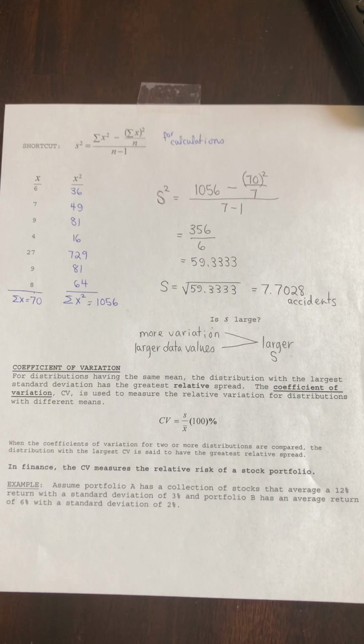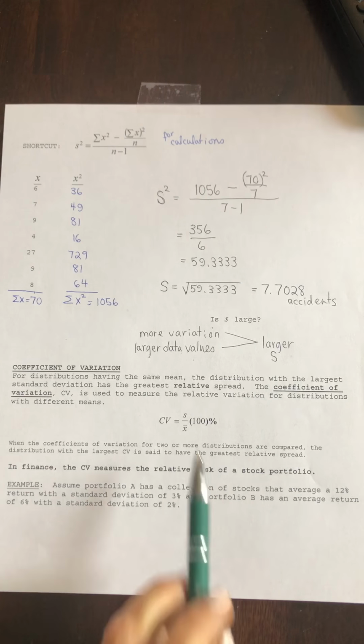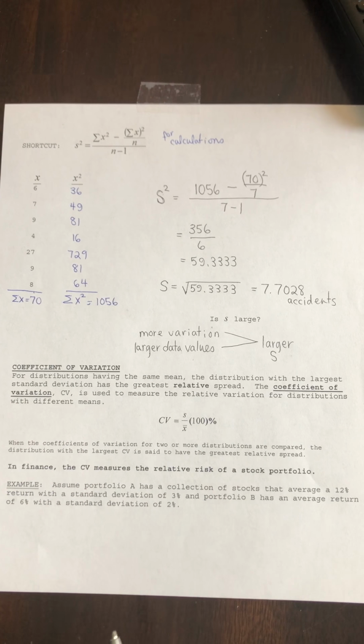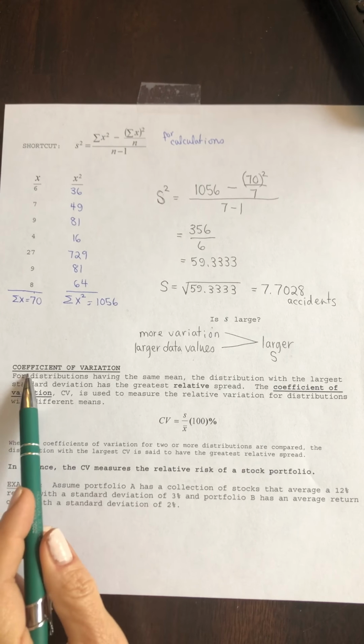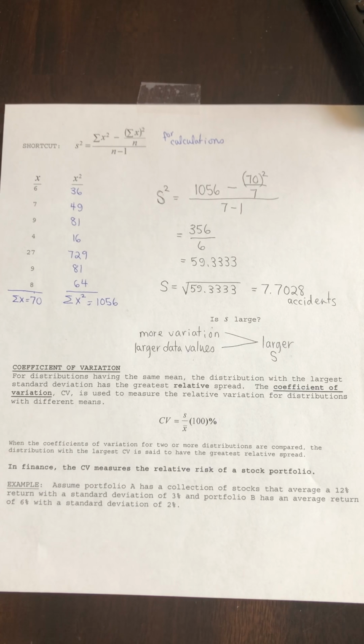What do we do when we want to compare the variation between two or more data sets and the size of the numbers, or the scale of the numbers, is very different? We're going to need something called the coefficient of variation, okay?